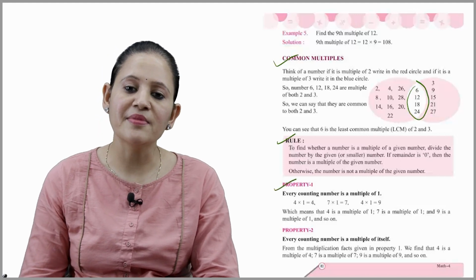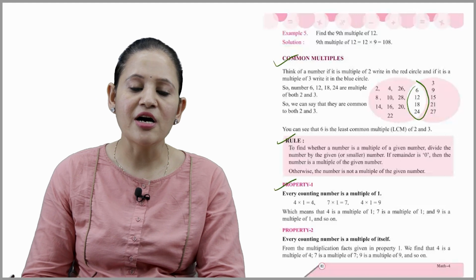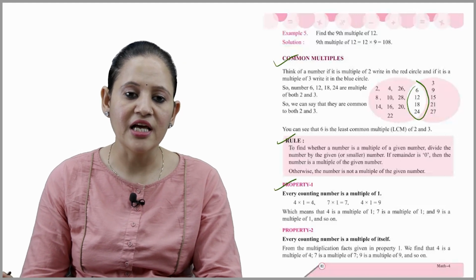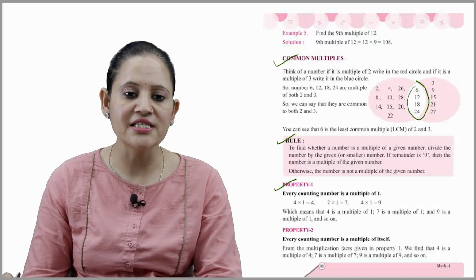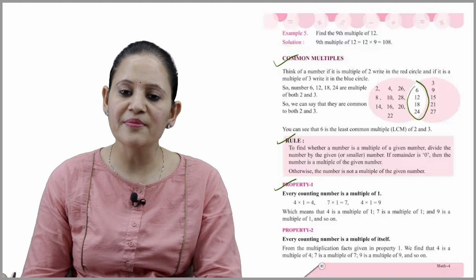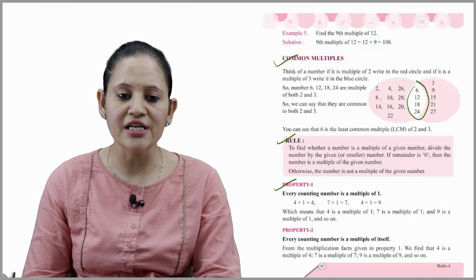एवरी काउंटिंग नंबर इज द मल्टीपल ऑफ 1. जितने भी काउंटिंग नंबर हैं दे आर मल्टीपल ऑफ 1. लाइक 4 into 1 4, 7 into 1 7, which means 4 is the multiple of 1, 7 is the multiple of 1 and 9 is also multiple of 1 and so on.